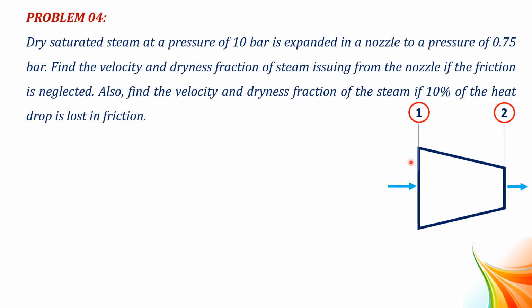Consider a convergent nozzle. 1 is the inlet of the nozzle and 2 is the exit of the nozzle. The area of the nozzle decreases from inlet to exit. Now we are going to write the given data.